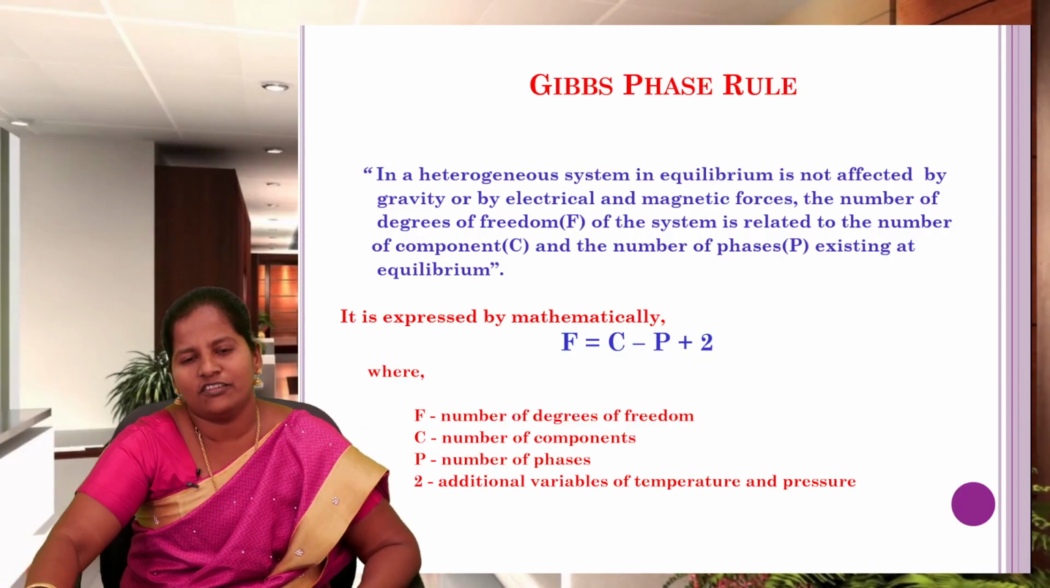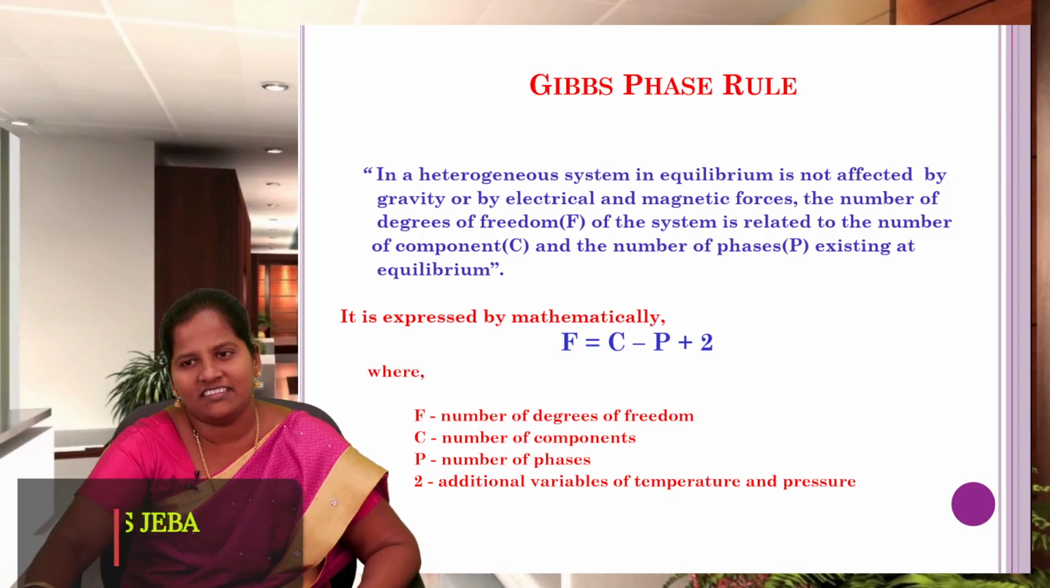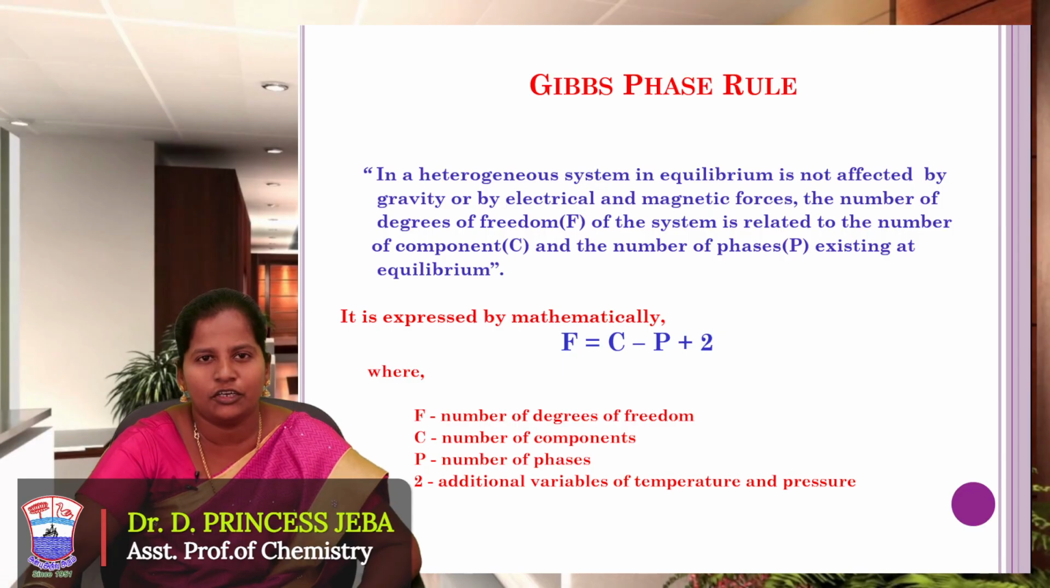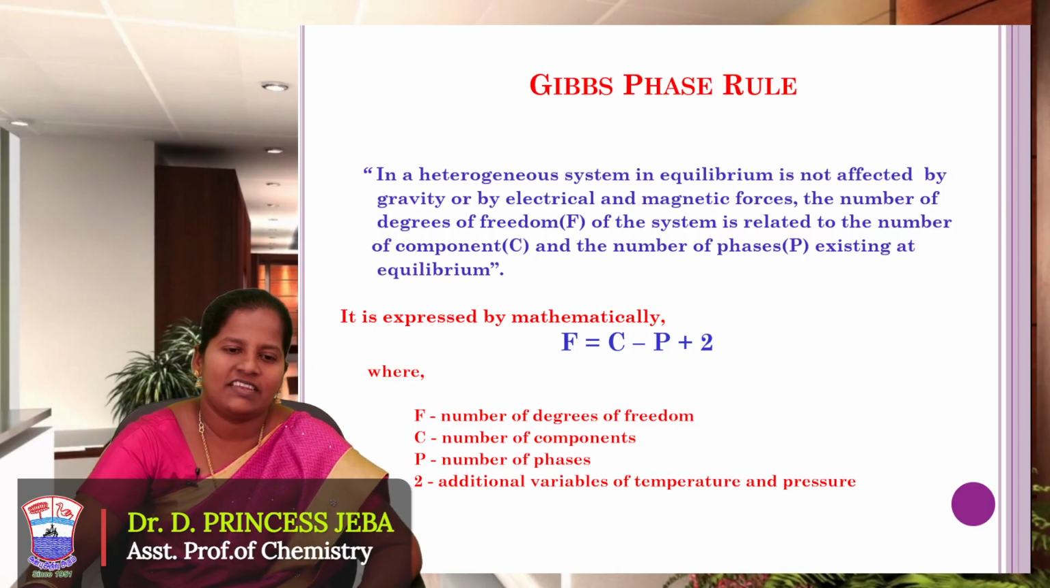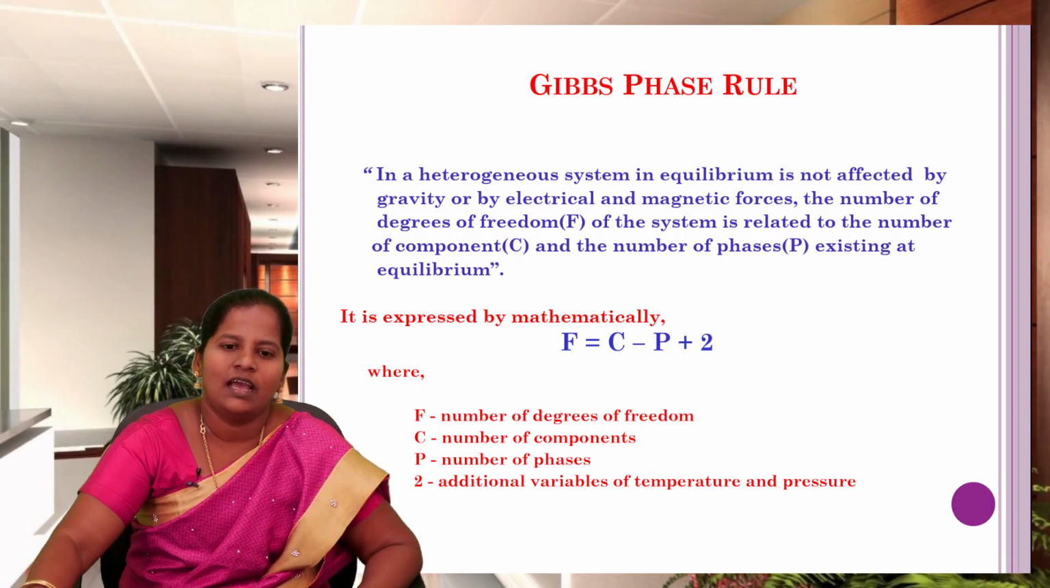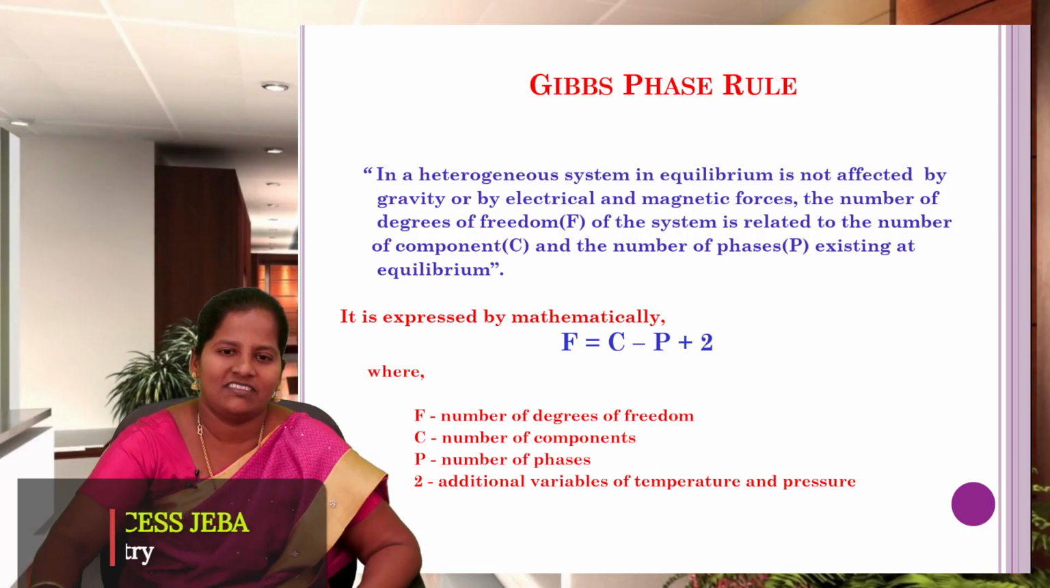So what is Gibbs phase rule? If a heterogeneous system in equilibrium is not affected by gravity, electricity and magnetic forces, the number of degrees of freedom is related to the number of components and the number of phases existing at equilibrium. So mathematically it is expressed as F = C - P + 2. F is called the degree of freedom, C is the number of components, P is the number of phases, and the 2 is the additional variables of temperature and pressure.